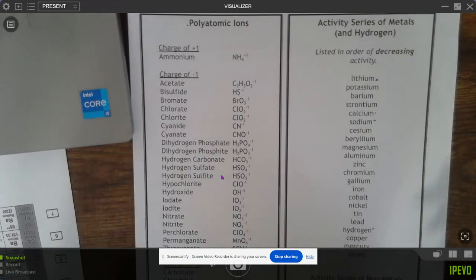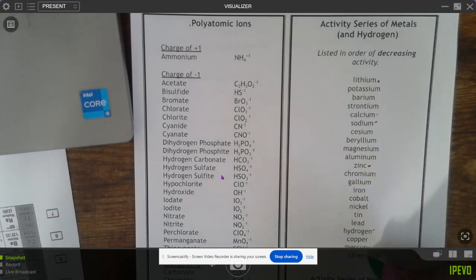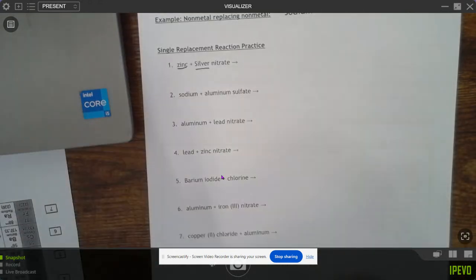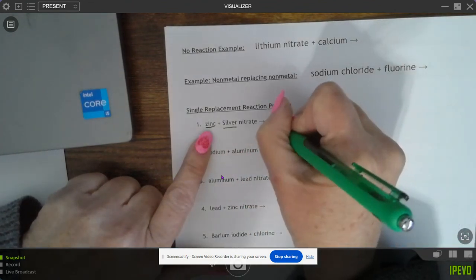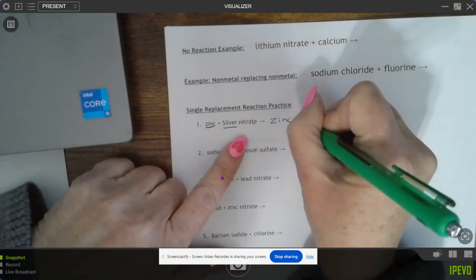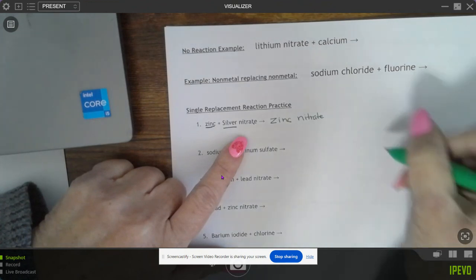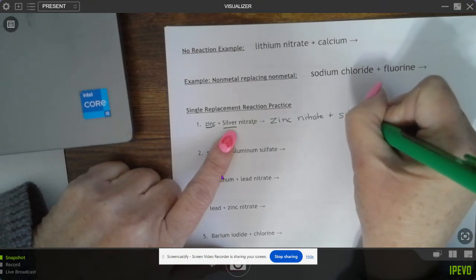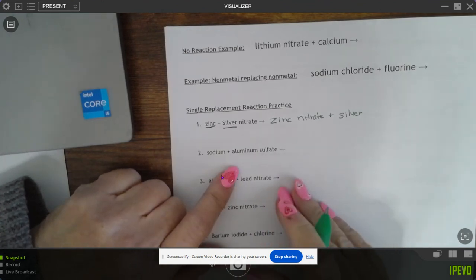Okay, so if we're comparing zinc and silver, let's see, where's zinc? Here's zinc. And silver's all the way down here at the bottom. So zinc is higher up. So what's going to happen is zinc is going to take silver's place. So we are going to end up with zinc nitrate. Plus silver ends up by itself. Okay. So now that we have our equation, the reaction actually takes place.